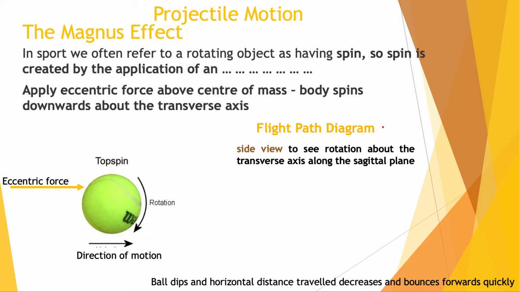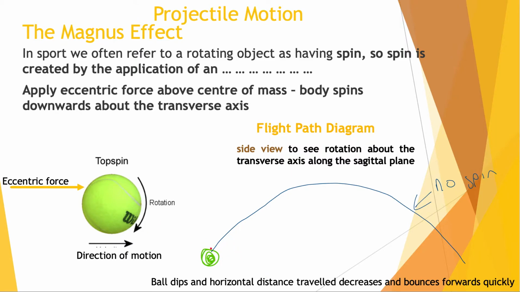So let's look specifically at the flight path that would be created through top spin. As I say, we're going to draw this from the side because the rotation's about the transverse axis, and we're going along the sagittal plane so we can see it best from the side. So we would draw in our tennis ball here, and we would draw its flight path without spin. Without spin it would be pretty parabolic. And then we're going to compare that to when this ball has top spin.